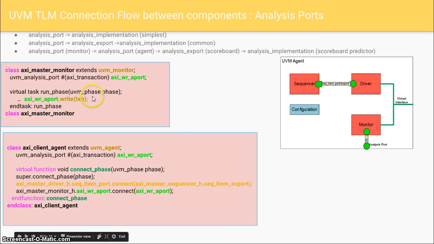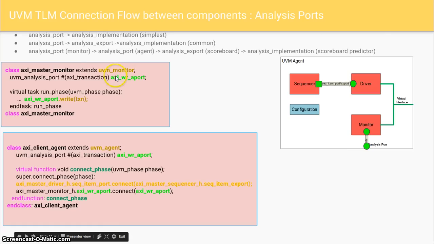Now in the monitor run phase task, whenever a valid transaction is detected in the monitor interface, this monitor will write the transaction to this analysis port. So it is done by the analysis port dot write function. So it will supply this transaction to the analysis port.